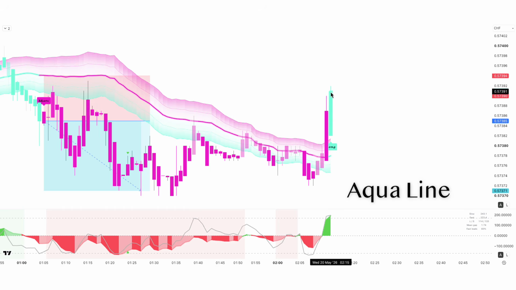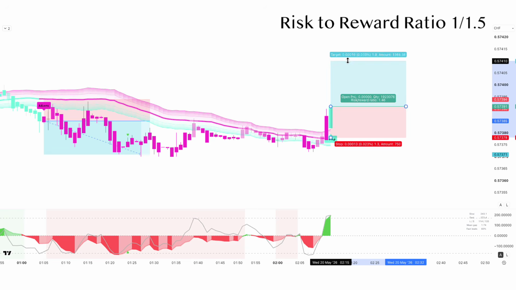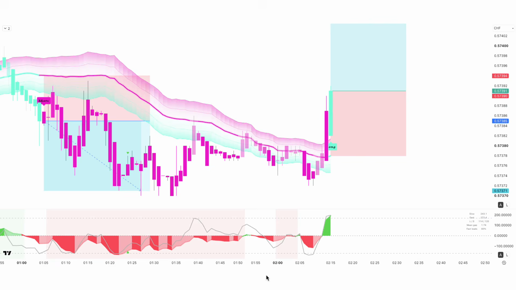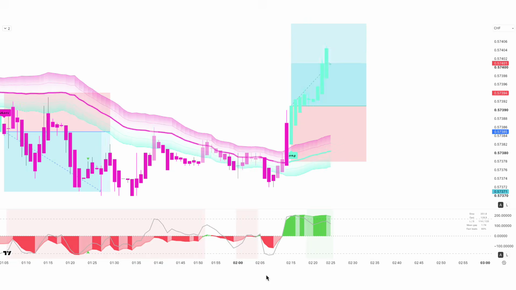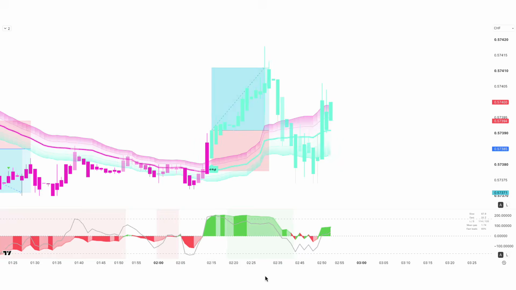Our stop loss is to be placed at the aqua line, and the risk to reward ratio will be 1:1.5. Let's see what happens to our trade. We have won the trade. Let's find the next trade.